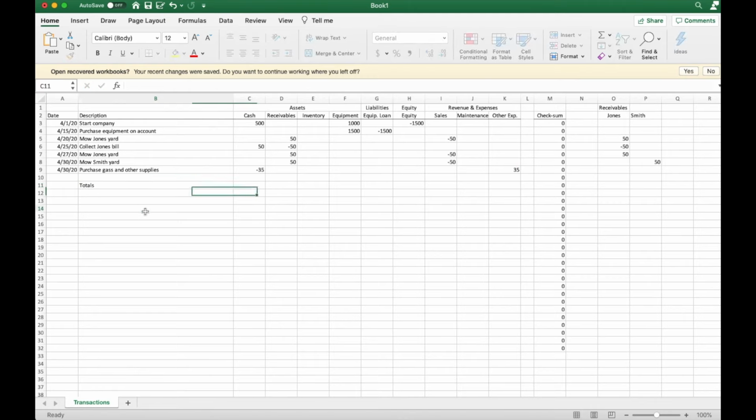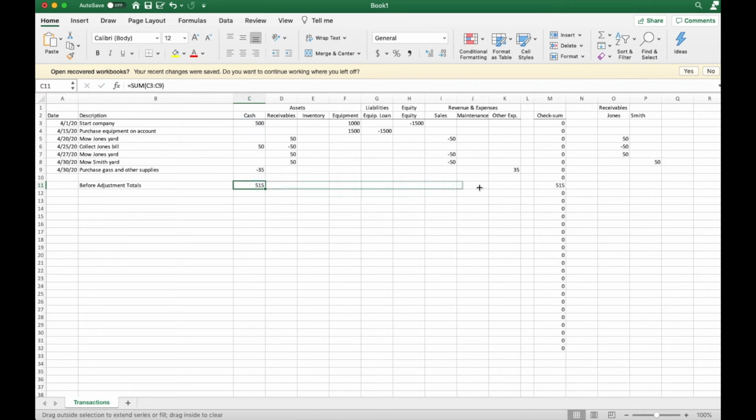Very few transactions. We have 7 transactions here. So I'm going to do kind of a before adjustments total. Depending on how you're doing your business, you might not need anything other than this amount per period. So before adjustments, I'm just going to sum up all of my columns. That gives me the total in each column. Now I'm going to make some adjustments.